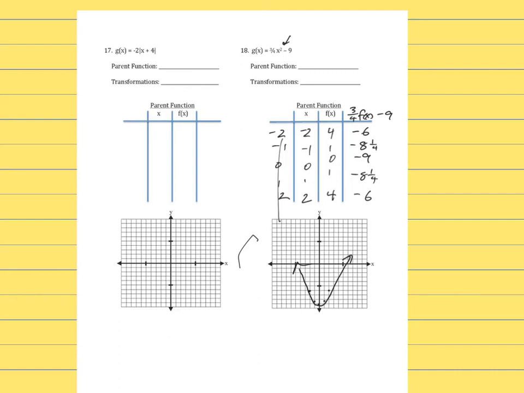Fill in the parent function first, right? What's the parent function on this one? Absolute value, right? So this is number 17. For some of you, this may be your first flight all by yourself. See if you can do it. Did you do it? Number 17? That's correct. Absolute value.